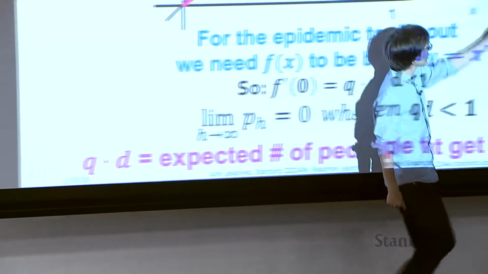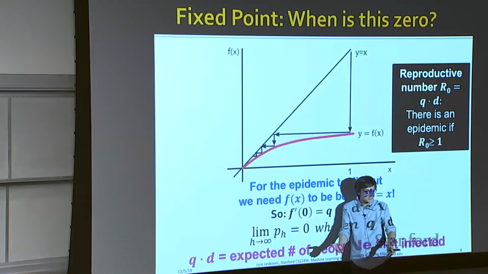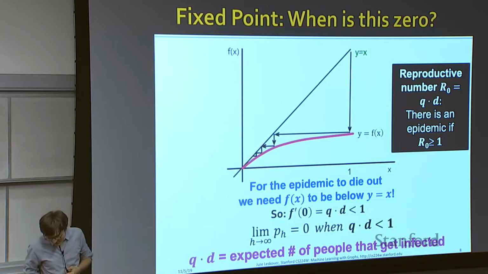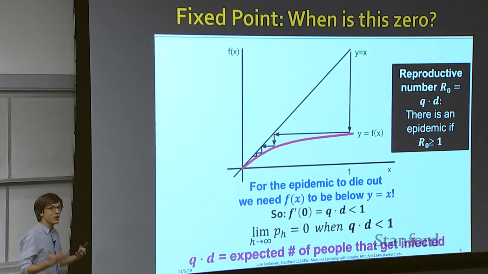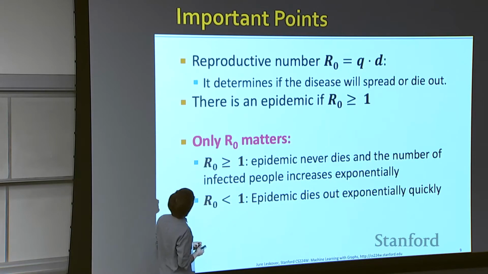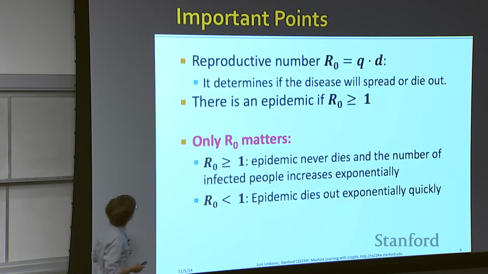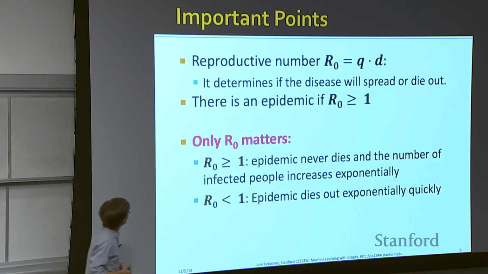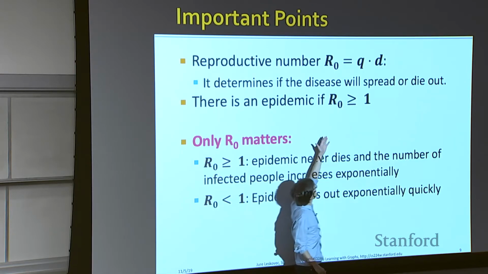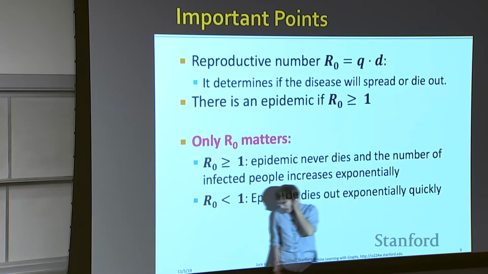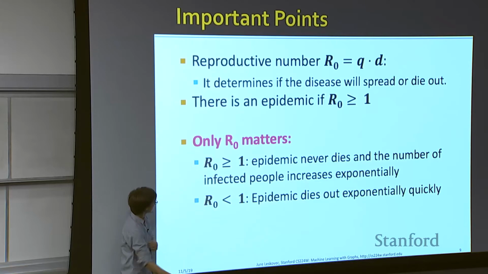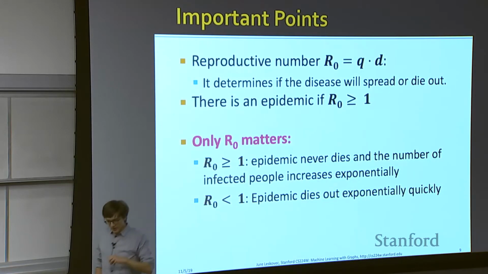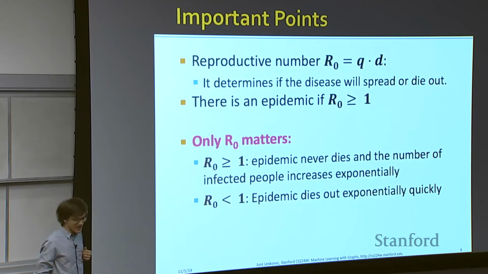If, in expectation, every infected person infects less than one person, then this will die out. So that's the bottom line of what we derived: the concept of a reproductive number, which determines whether a given disease will spread or die out. The disease will keep spreading if the reproductive number is greater than or equal to 1, and the disease will die out if R0 is less than 1.